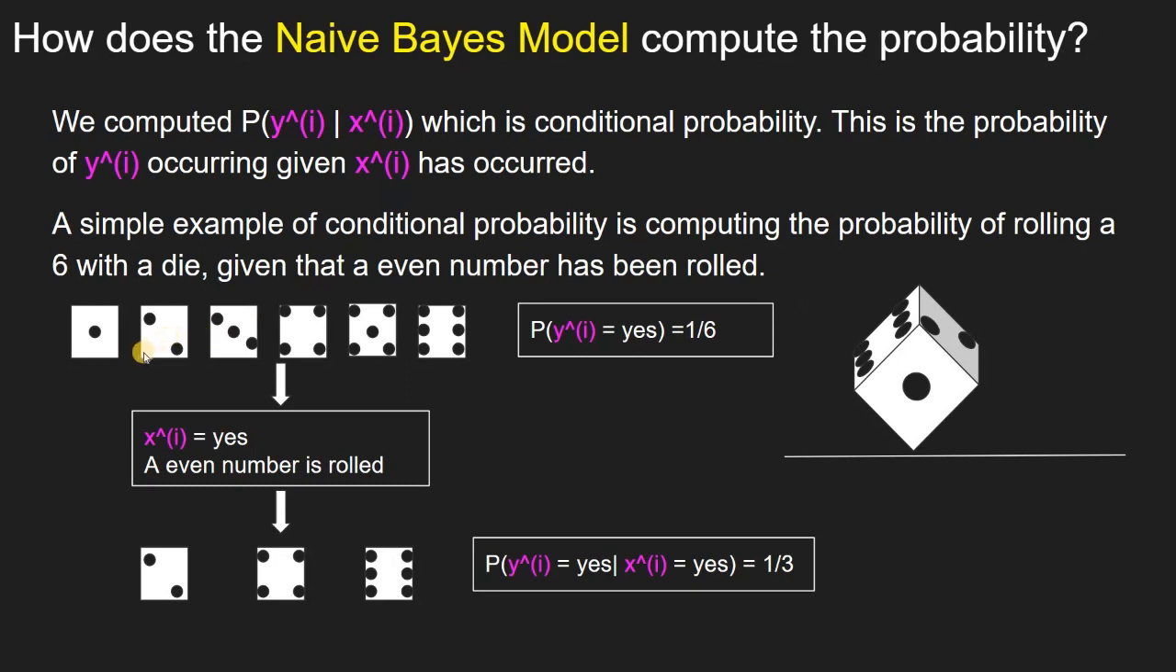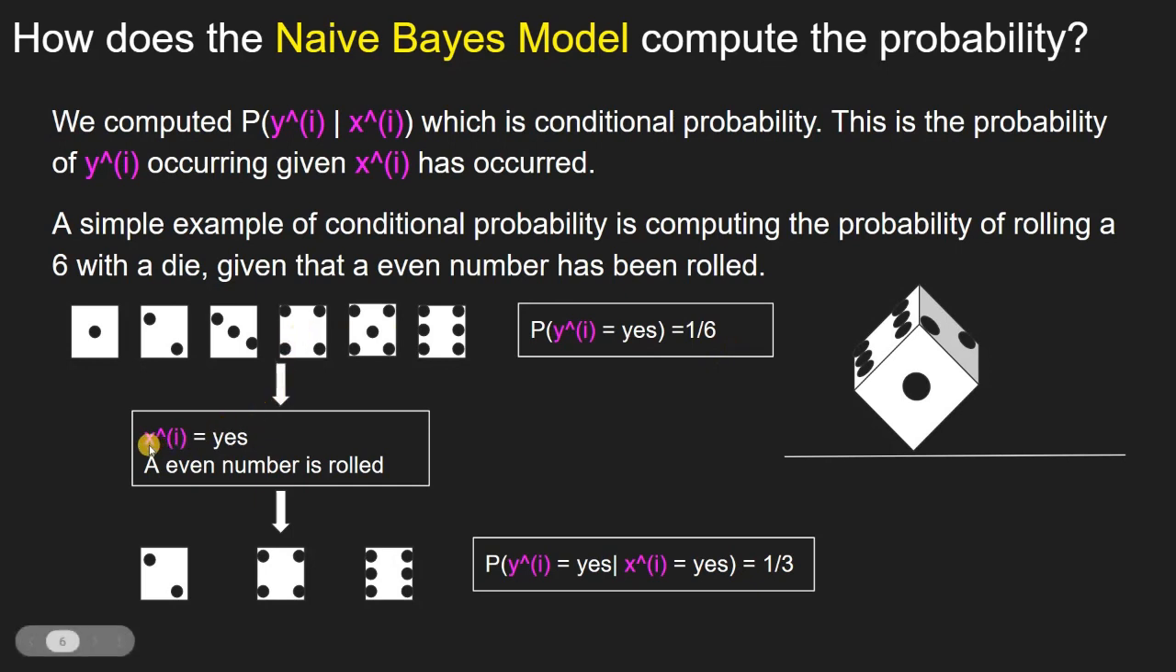Before we are given the state of X of I, before we're given that X of I is equal to yes, we could roll either a 1, a 2, a 3, a 4, a 5, or a 6. And so we only have 1 out of 6 possibilities that end with Y of I equaling yes, so our probability of Y of I equaling yes is 1 out of 6. That's our probability of rolling a 6 before we're given X of I.